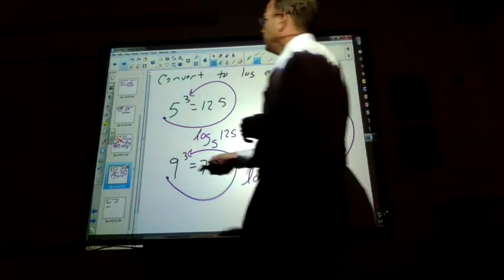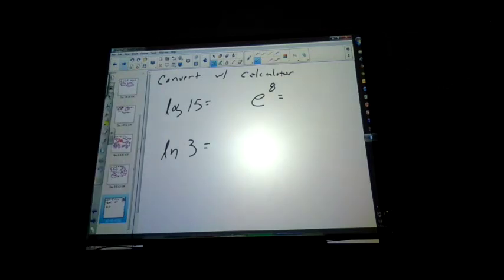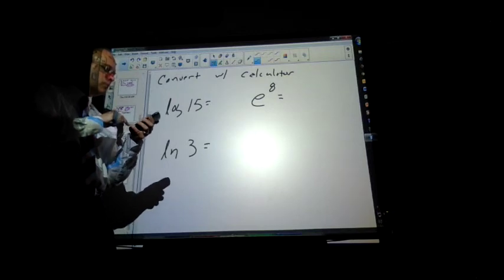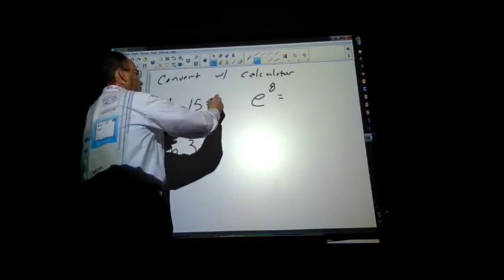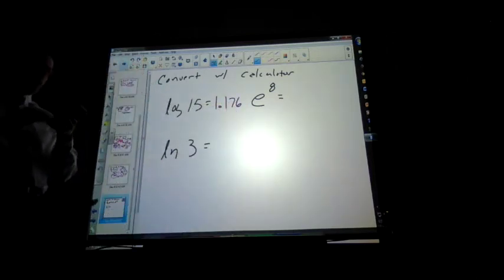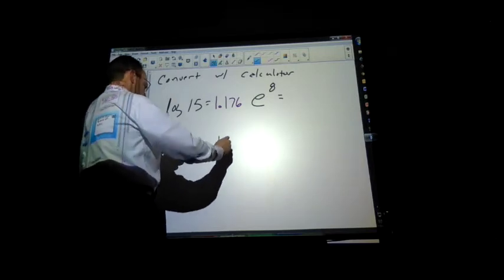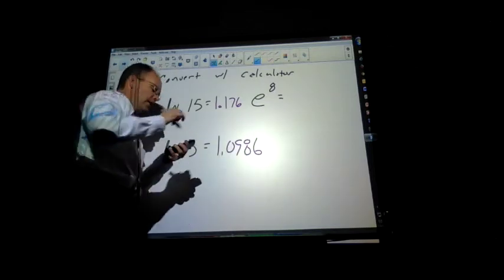Last one, ready? Convert with calculator. I think we can do that. Just plug it in. So the first one, you go log 15. Roughly. Natural log of 3. e to the 8th power.